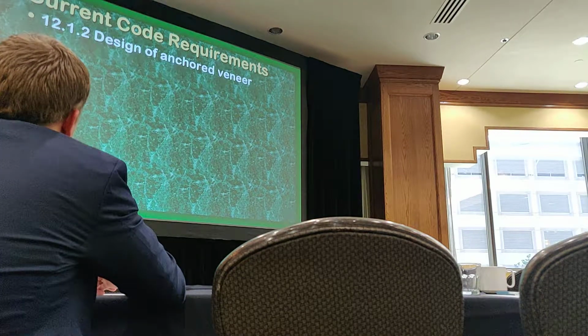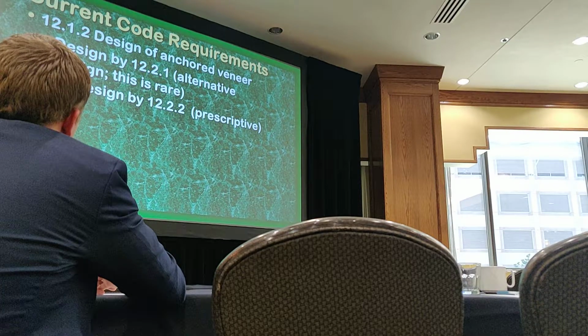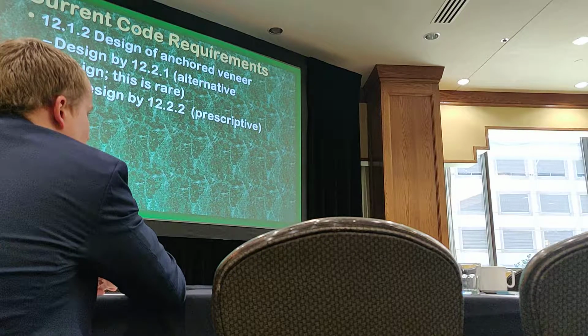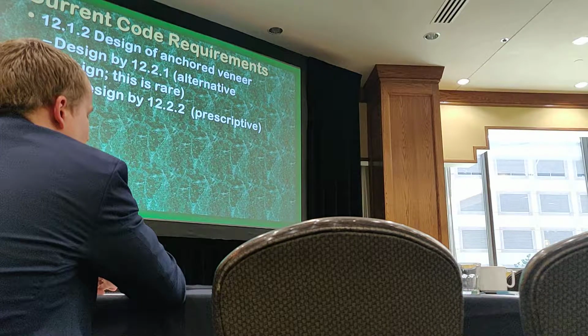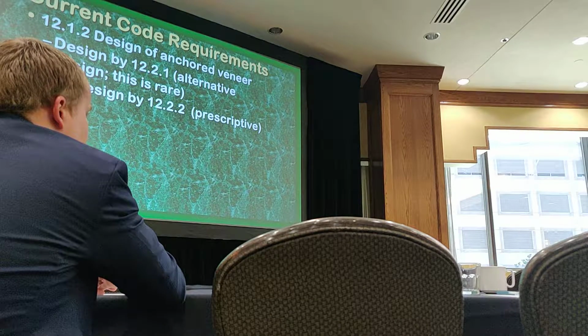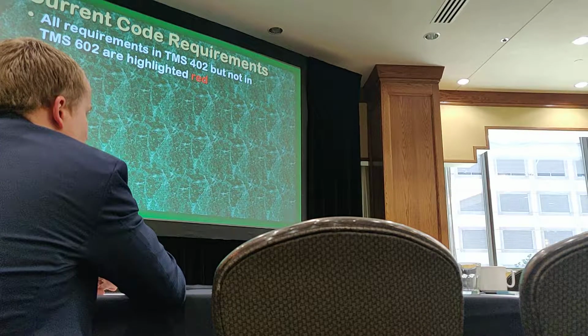So we have 2 design methods. One is alternative design. It's a single paragraph. It boils down to use engineering judgment. Then you have the prescriptive requirements, which is another 6 or 7 pages, and if you meet specific qualifications, then it's a cookbook. Just plug in everything that's in the code. All right, to highlight what things need to actually be specified, I'm highlighting what's in 402 in red. Anything in white is already in 602.